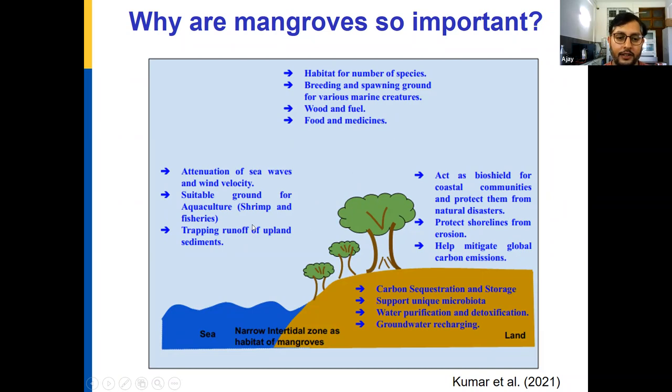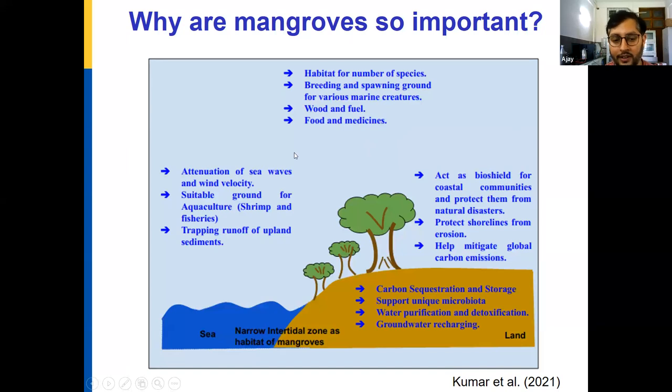Another important thing is that these are very suitable ground for aquaculture, including shrimp and fisheries. And they trap the runoff of upland sediments. Whatever sediments come, they act as trapping plants for that kind of sediments. So in that sense, these mangroves have multiple roles for the coastal communities, particularly for coastal resilience.